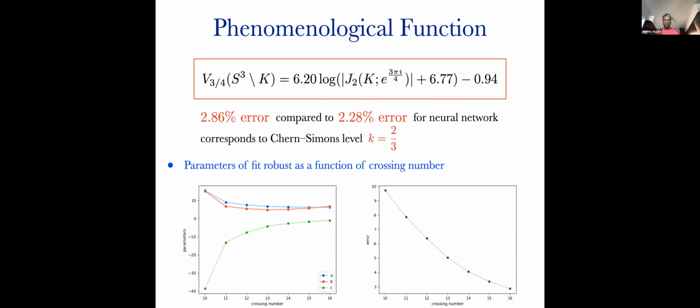All right, so we find that the error is about 2.86% using this equation that we've developed from curve fitting. And the error in using this equation to predict the volume is comparable to the error in the neural network. And these parameters of the fit are also rather robust if we feed it the data according to crossing number. So we have a great deal of confidence that this function is making a sensible prediction at some level. So we have to understand the origin of a function of this type.